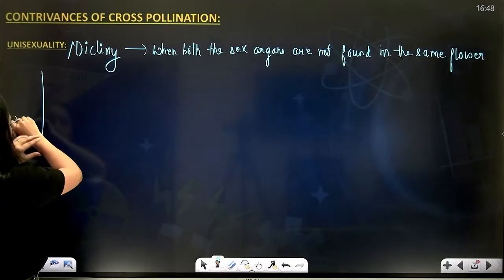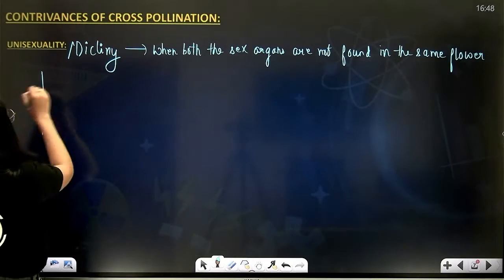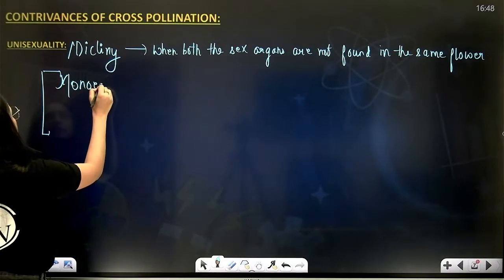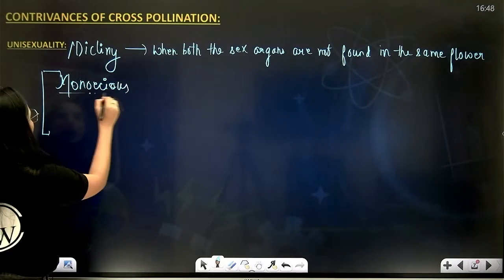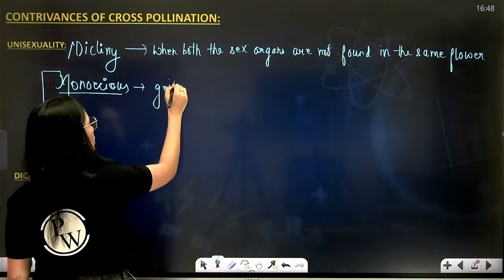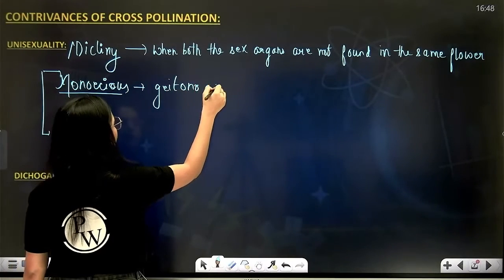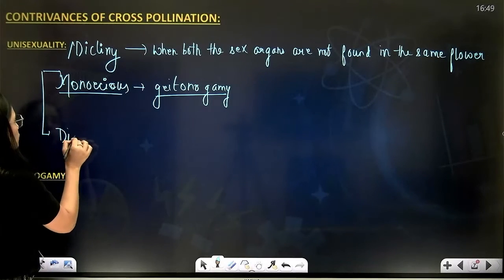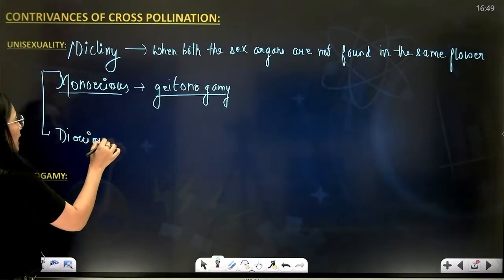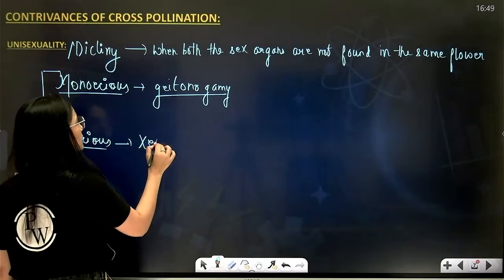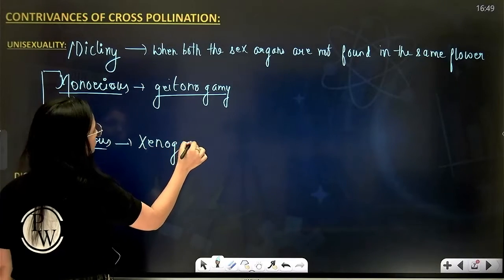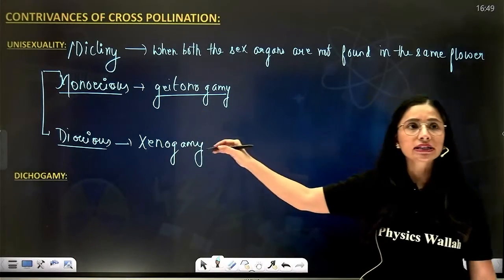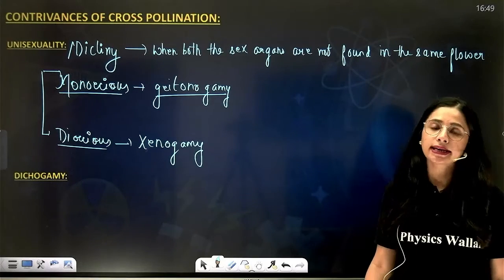Under this, there are two categories. One is monoecious, that promotes geitonogamy. You have already studied this. Examples like coconut, maize. Second is dioecious condition like date palm and papaya, which promotes xenogamy. I don't think I need to re-explain them. You all know what is geitonogamy and what is xenogamy.